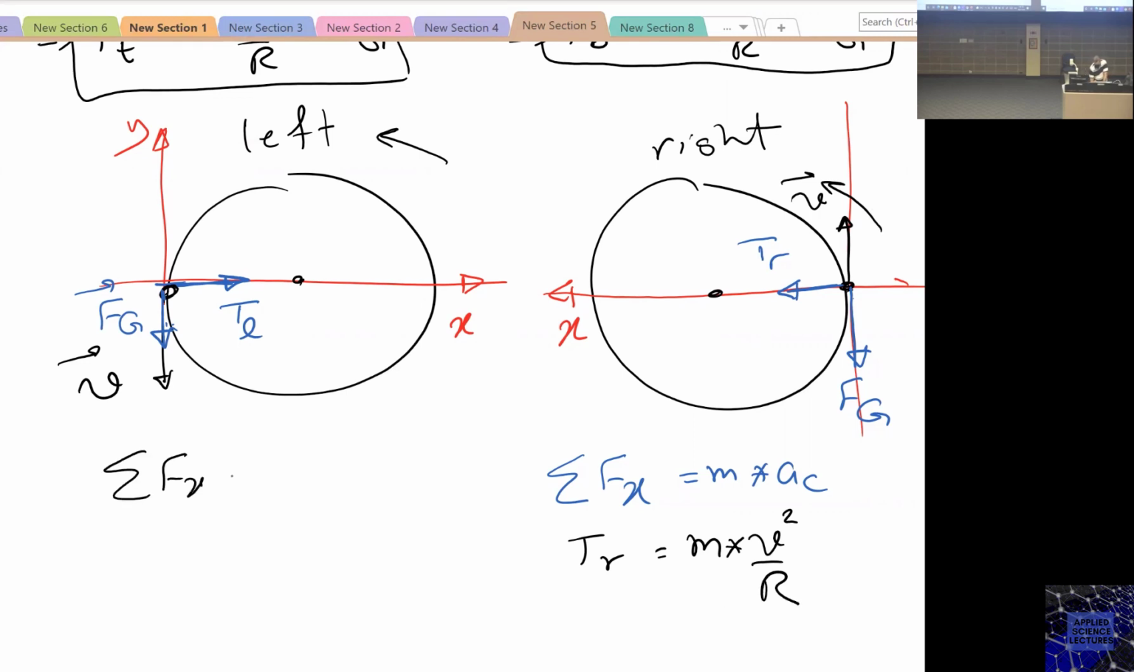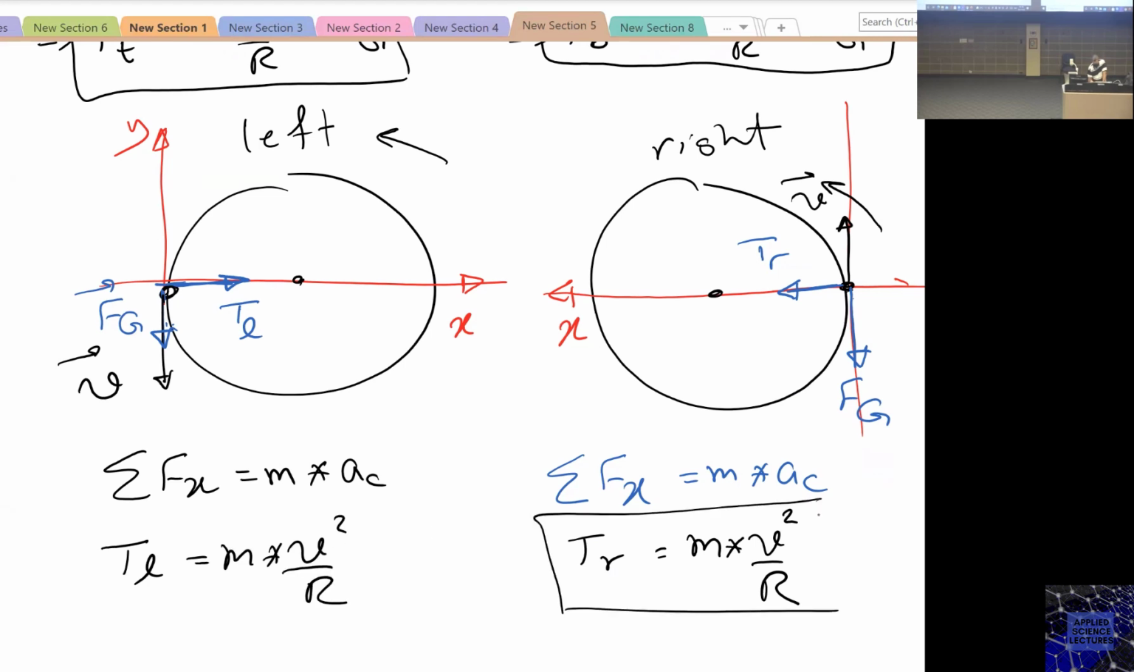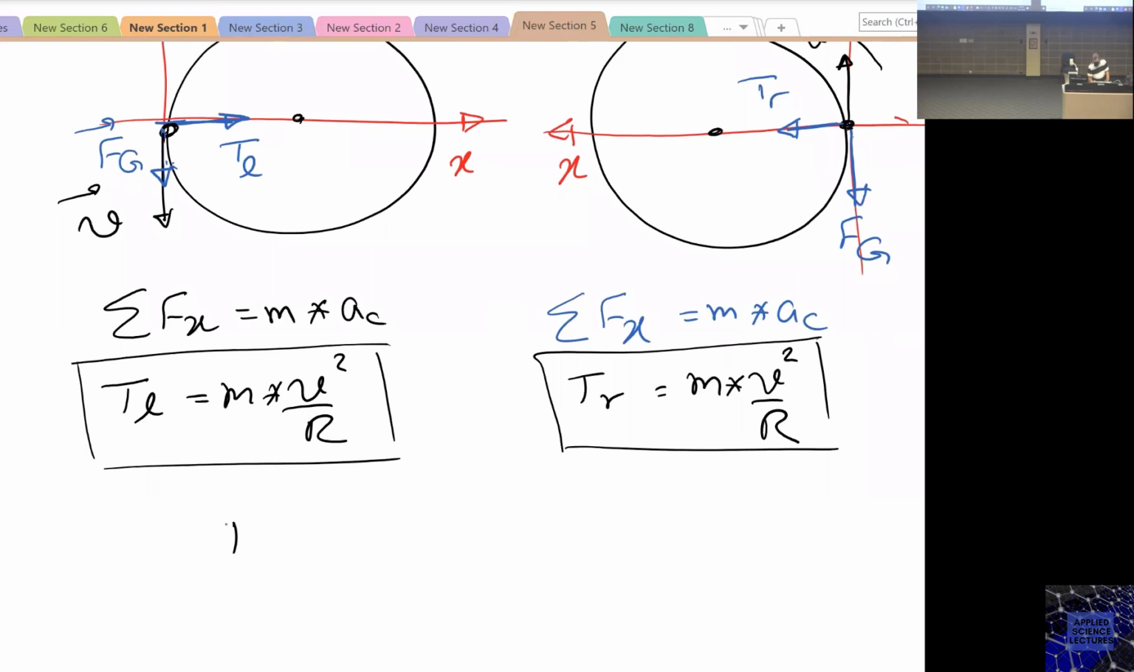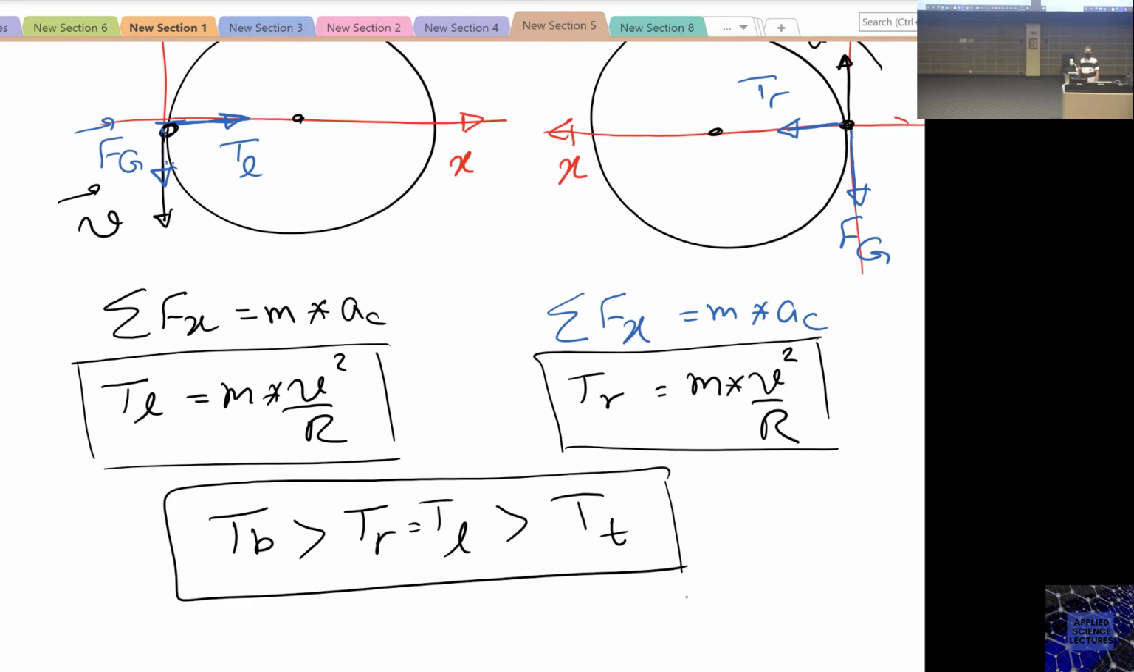Sigma Fx equals m times ac. The only force I have along the x-axis here is TL. So you can see that TL and TR are equal in magnitude and they fall in the middle. So I have here TB, then TR that equals TL, then T top. Right? Any question about this problem before we move on to the next one?